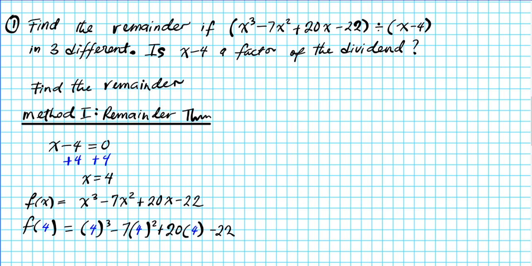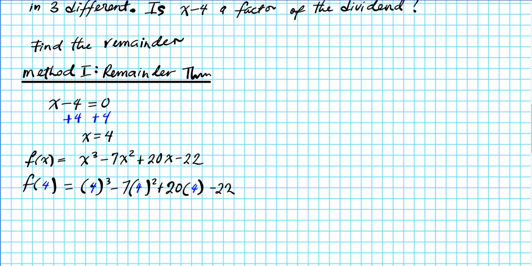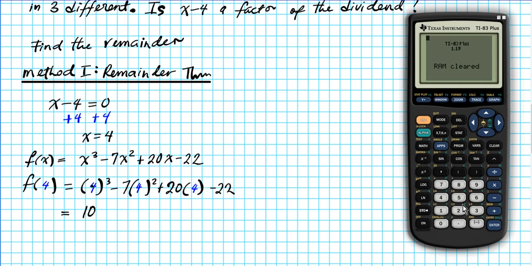So what we'll do now is simply plug this entire expression into our calculators. If you do so, you end up with the value of 10. Let me just show you with the calculator real quick. So what we're looking at here is 4 to the third power minus 7 times 4 raised to the second power plus 20 times 4 minus 22. And we get 10.